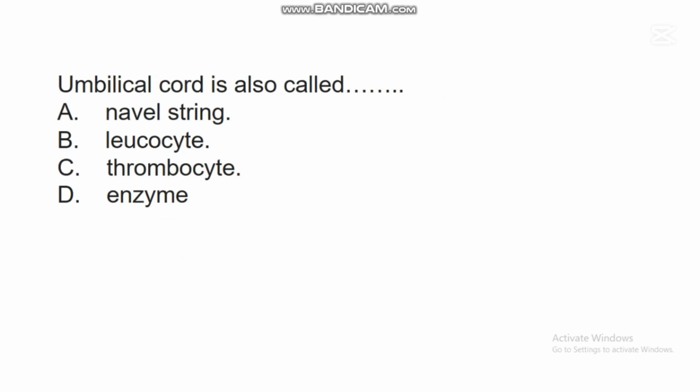The next question says, umbilical cord is also called dash. A. Nervous string. B. Leukocytes. C. Thrombocytes. D. Enzyme. In this question, the correct answer is A. Nervous string. This umbilical cord can also be called nervous string.